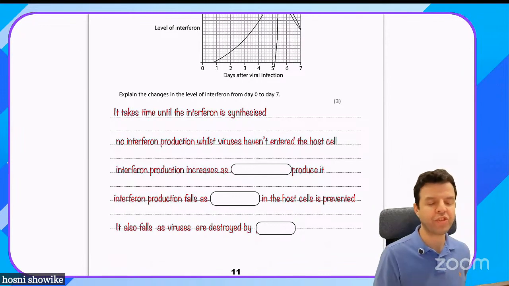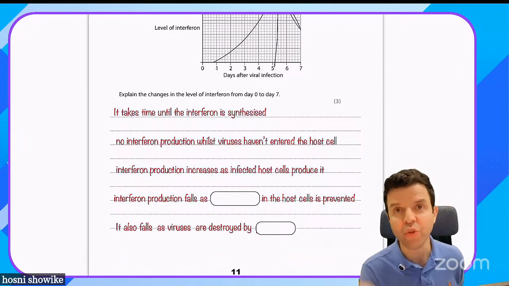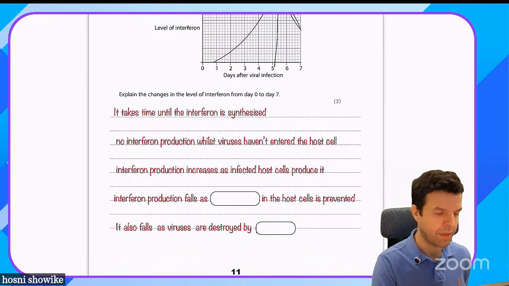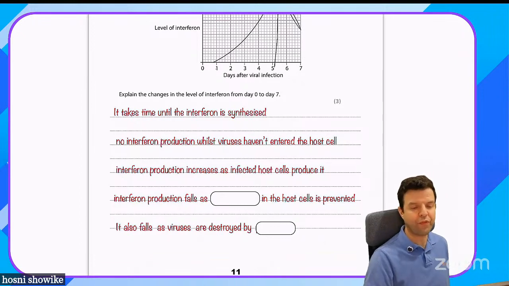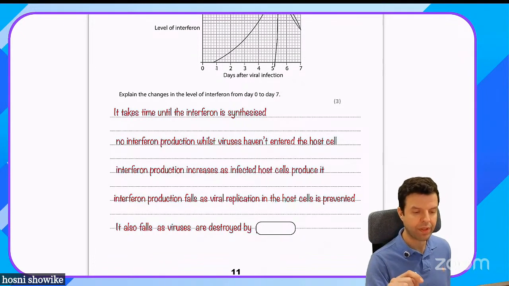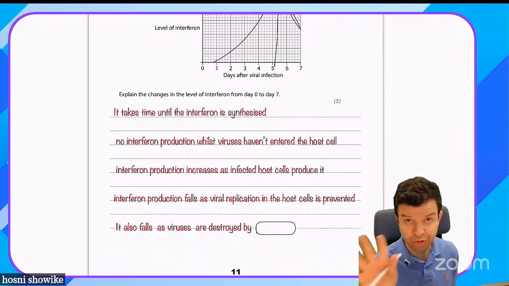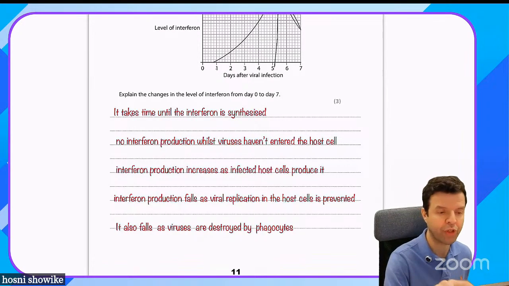Interferon production increases as the cells get infected, but then it falls when the virus has been destroyed. How can you destroy a virus? Non-specifically, by means of phagocytosis.